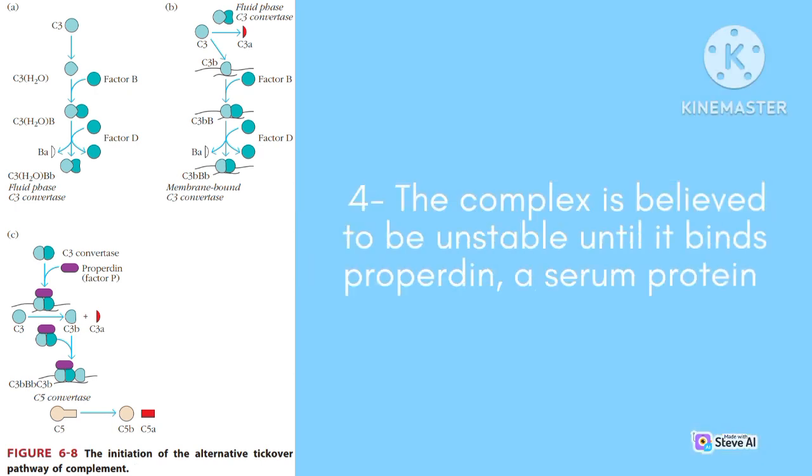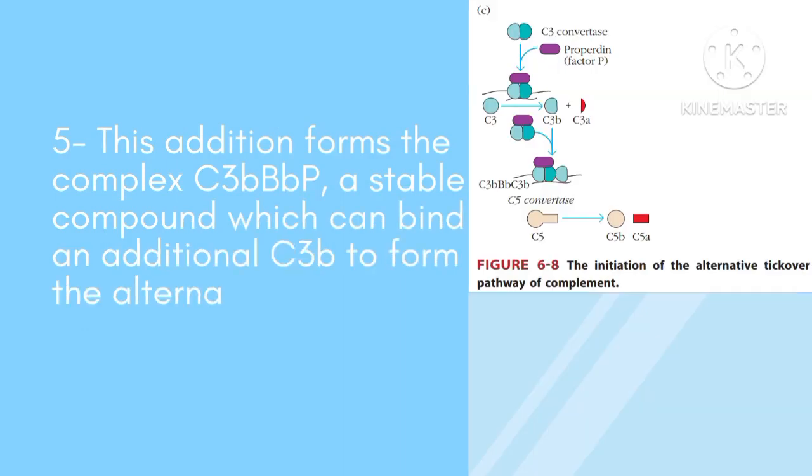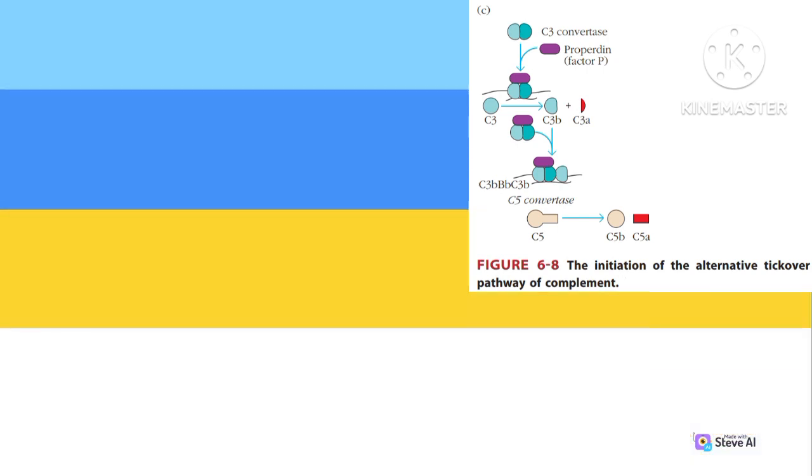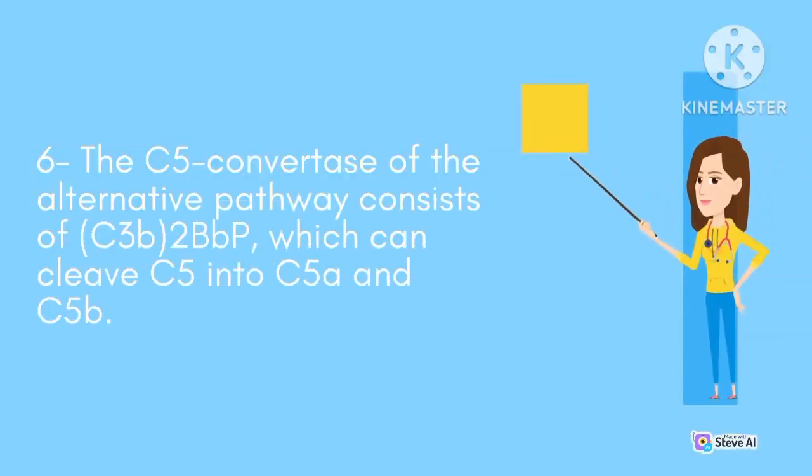4. The complex is believed to be unstable until it binds properdin, a serum protein. 5. This addition forms the complex C3bBbP, a stable compound which can bind an additional C3b to form the alternative pathway C5 convertase. 6. The C5 convertase of the alternative pathway consists of C3b2BbP, which can cleave C5 into C5a and C5b.